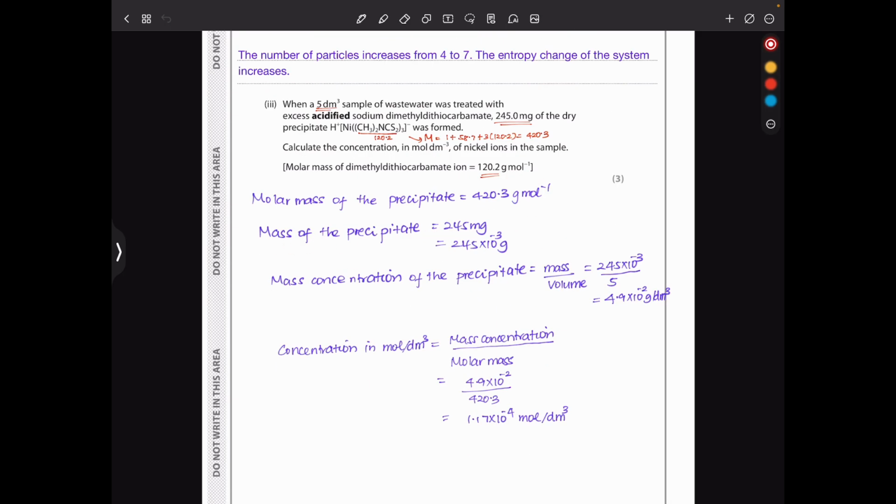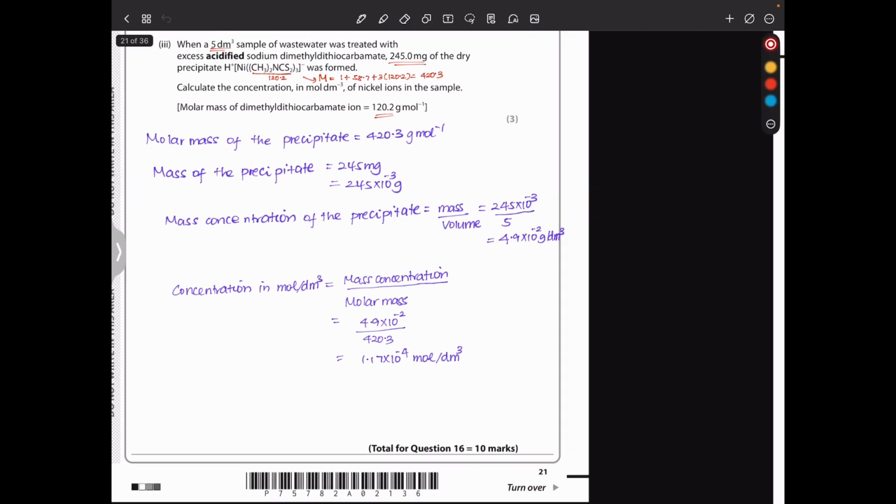And so the mass of the precipitate is given here, but in milligrams, so I converted it to grams. And so the mass concentration of the precipitate is mass divided by volume. We have the mass here and the volume, which is that. So I got 4.9 times 10 power negative 2 gram per decimeter cubed. Now I'm going to use this mass concentration to get a molar concentration. Molar concentration should be mass concentration divided by molar mass, which is that divided by that, giving us 1.17 times 10 power negative 4 mole per decimeter cubed as the answer.